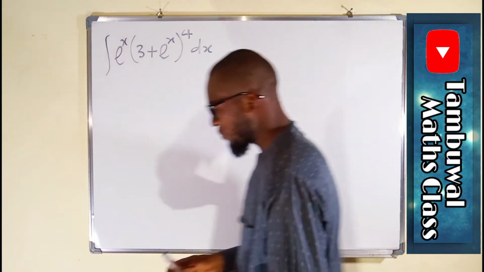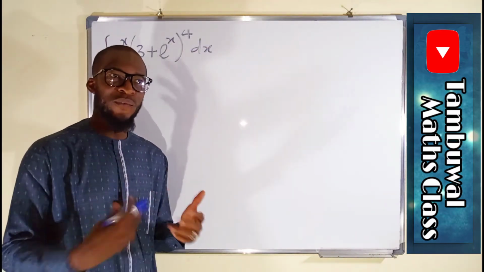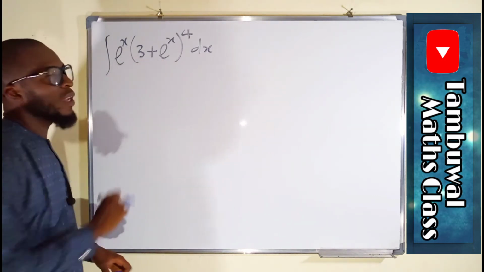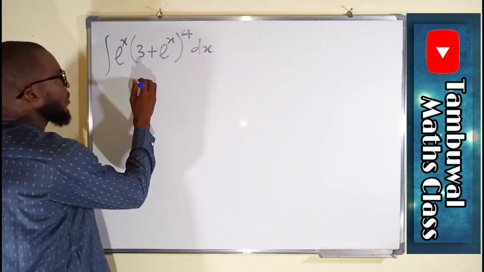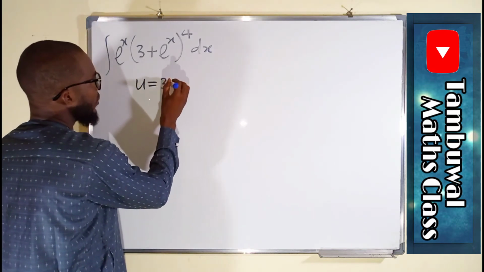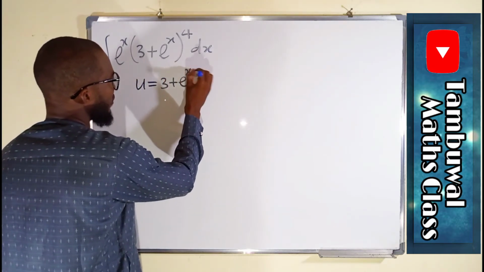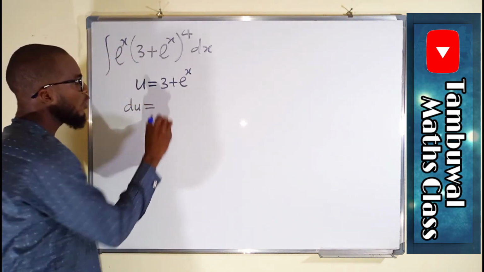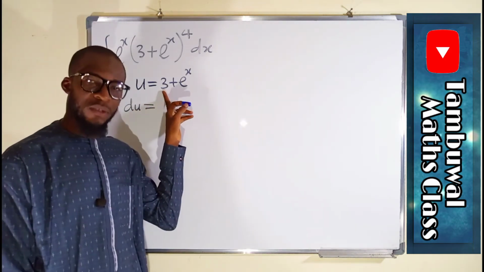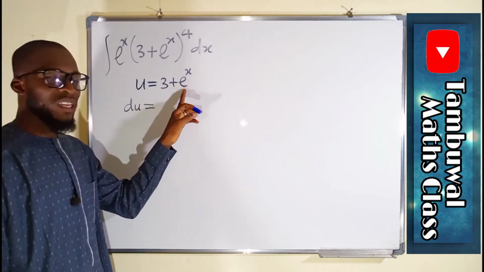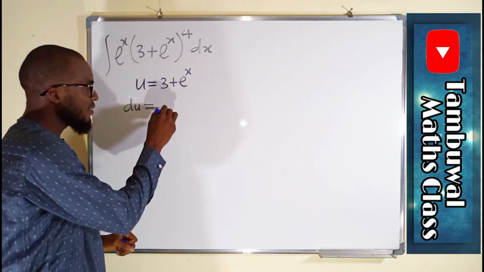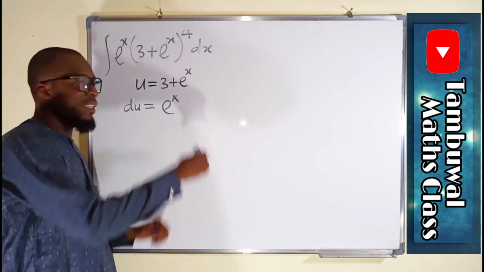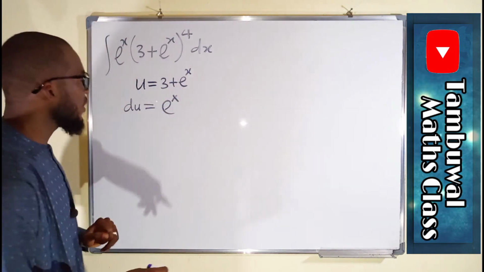So let's start. We can use u, v, different variables. So let this function under the bracket be equal to u. So we say u is equal to 3 plus e to the x. So we have du equal to, if you differentiate a constant, you get 0. If you differentiate e to any function, it is the same thing as e to that function multiplied by the derivative of the function, and the derivative of x here is 1, so it will not change anything here.